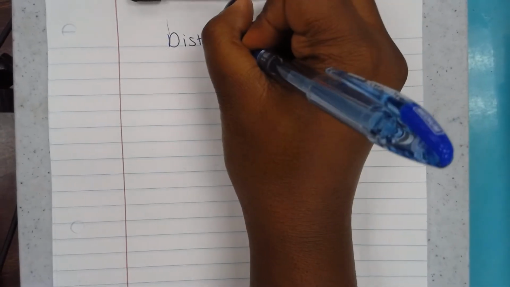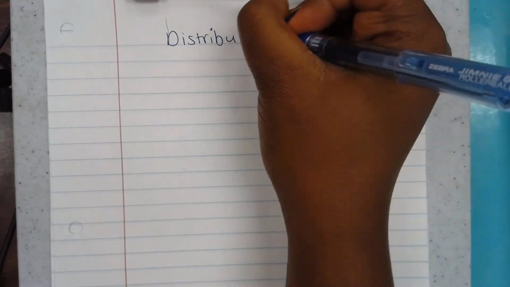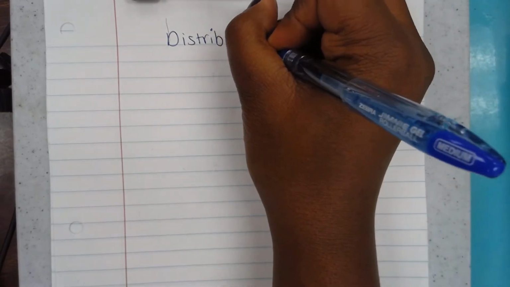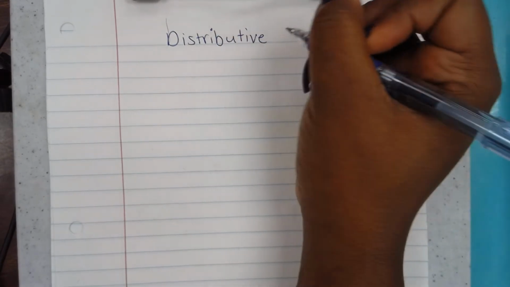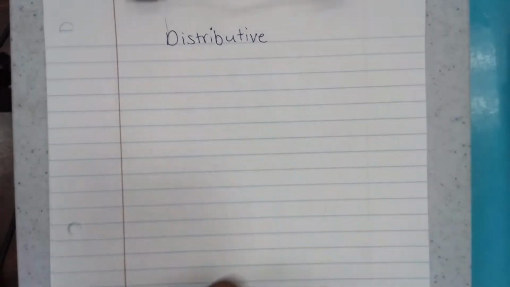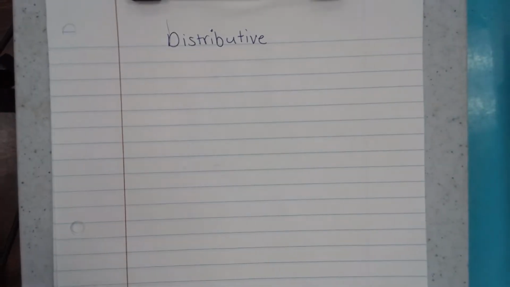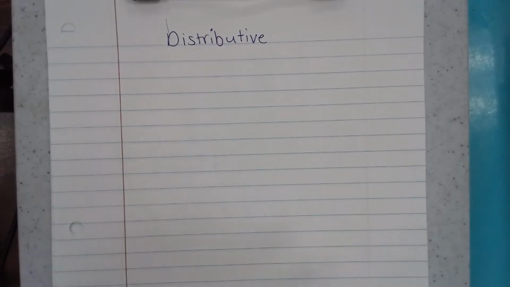What the distributive property basically says is that when you have two factors, you can decompose one of the numbers, or break apart one of the factors, and then you can multiply those parts by the other factor, and when you put the numbers back together it should equal the same product.